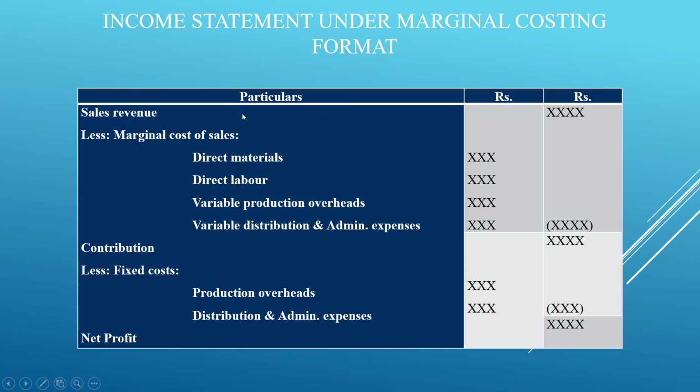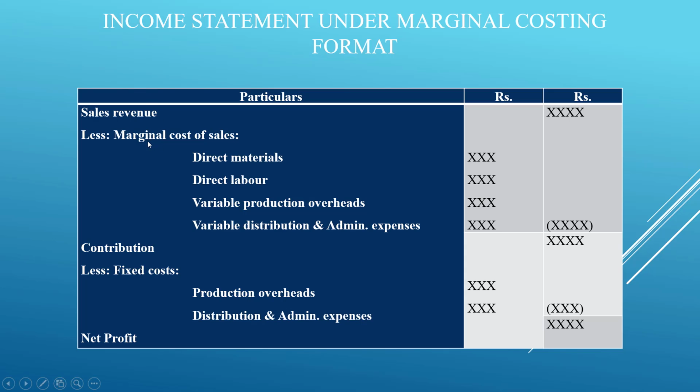Okay, we'll start off with the sales revenue, or you can say sales directly, or else we can take it as the sales revenue. Whatever the sales revenue will be, it will be written in the total column, whatever amount will be given. And from this sales revenue, you have to minus the marginal cost of sales. Minus the marginal cost of sales means all the variable cost of sales has to be minused.